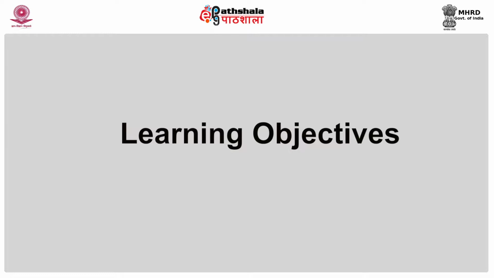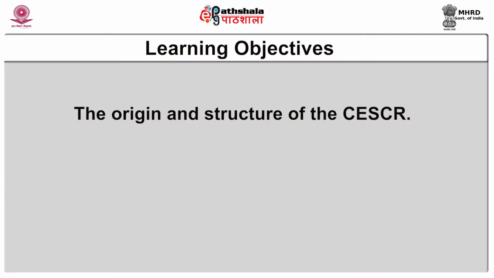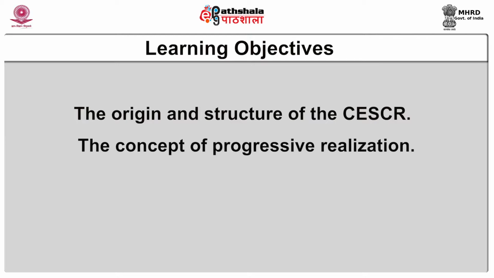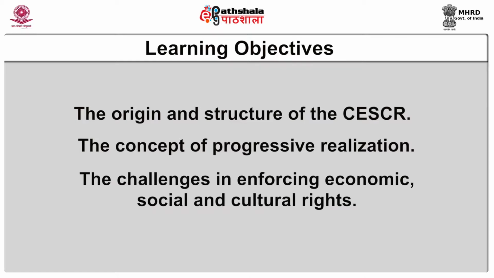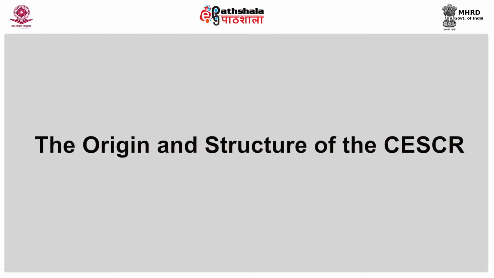So these are the learning objectives, which are as follows. After completing this module, readers should know and understand: A, the origin and structure of the CESCR; B, the concept of progressive realization; C, the challenges of enforcing economic, social and cultural rights. The origin and structure of the CESCR.